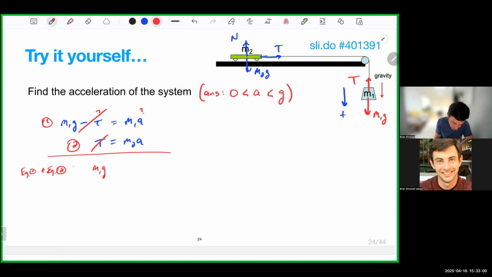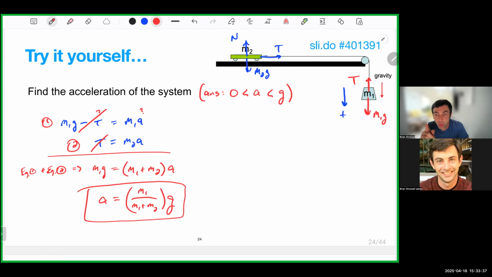And what we mean by that is that we're going to add together the left-hand sides and set that equal to the sum of the right-hand sides. Like if 1 is equal to 1 and 2 is equal to 2, then 1 plus 2 is equal to 1 plus 2, for example. So doing that, the tensions will cancel out, which eliminates one of our unknowns. And what we're left with is just our unknown A. So it looks like we get the acceleration is M1 over M1 plus M2 times G.